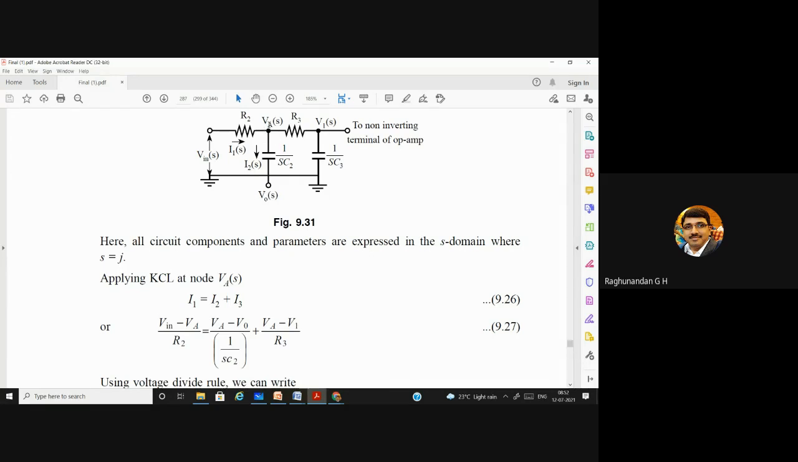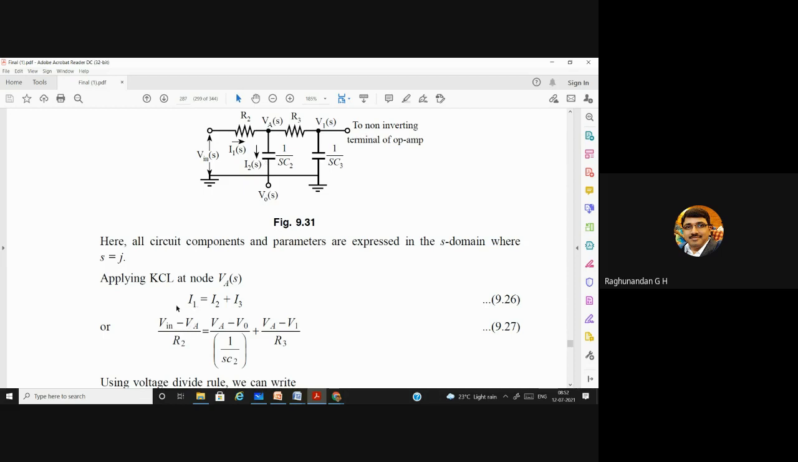After that, we apply Kirchhoff's current law, KCL, at node A, where we have the voltage VA of S. Considering the current entering and leaving, I1 is equal to I2 plus I3. The current through R3 is I3, and the current through the capacitor C2 is I2 of S.